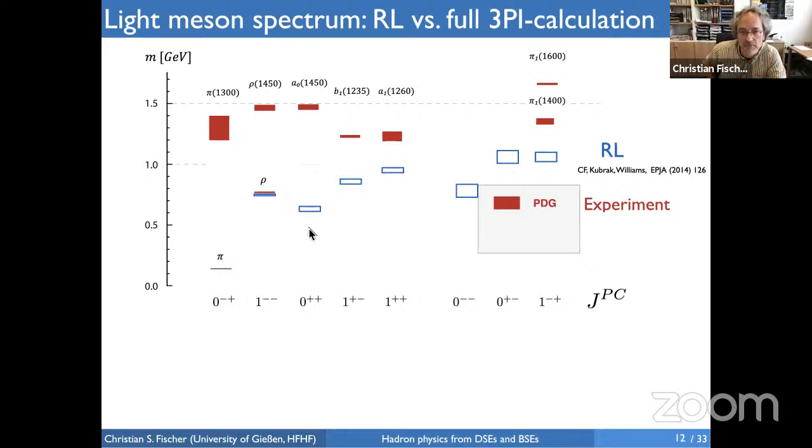In the scalar channel, it looks horrible. In the axial vector channels, the mass is much too low. In other channels, which are called exotic channels, for reasons I will explain later, rainbow ladder sees states which are not present in the experiment. So clearly, rainbow ladder is useful when you know what you're doing and apply it to channels where you know that it works, and it's not useful in other channels. So this is a caveat which one has to take into account.